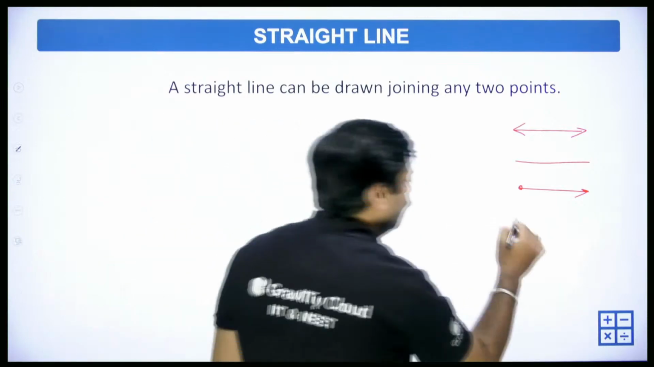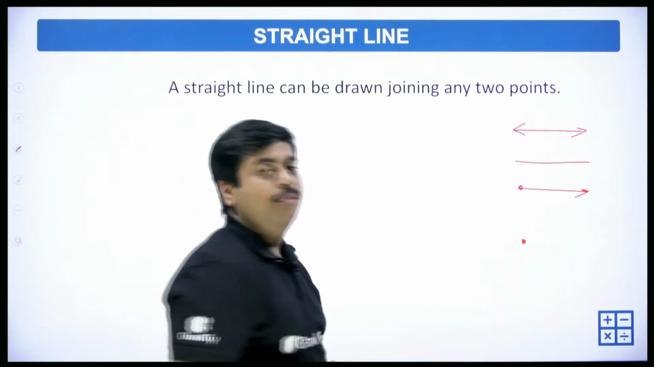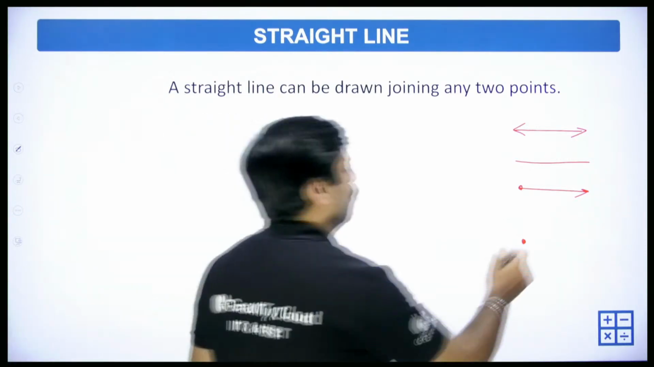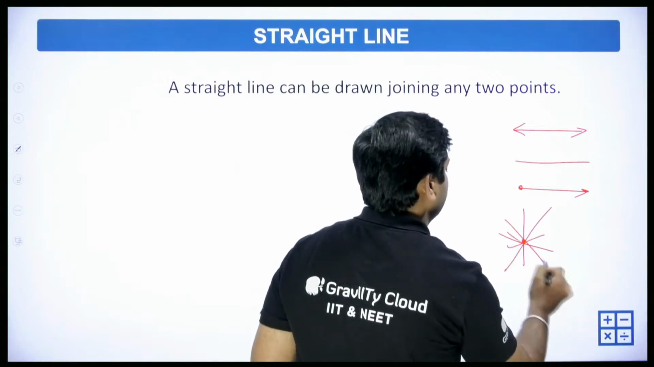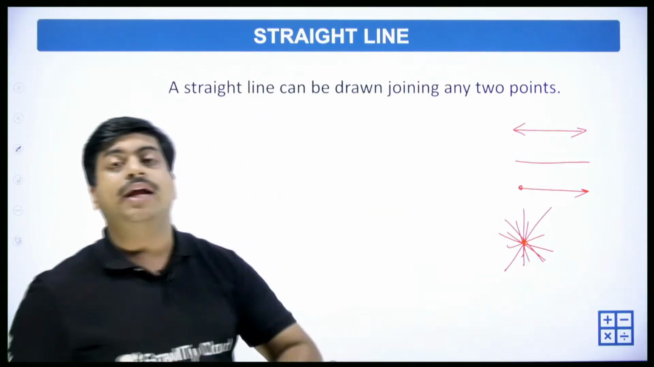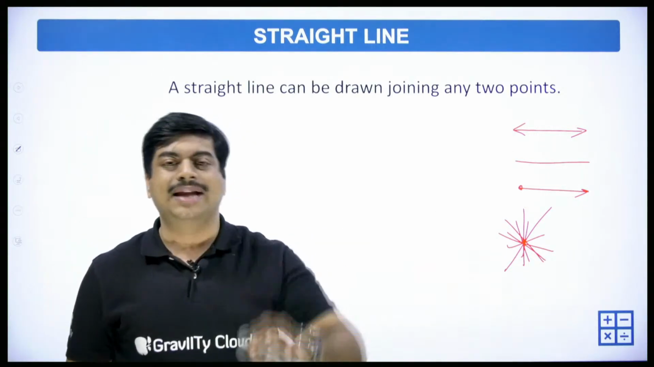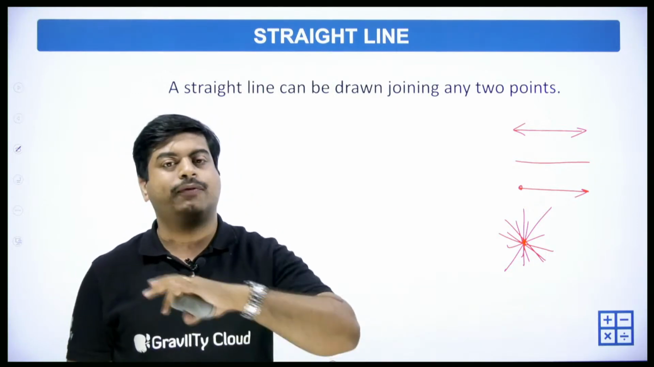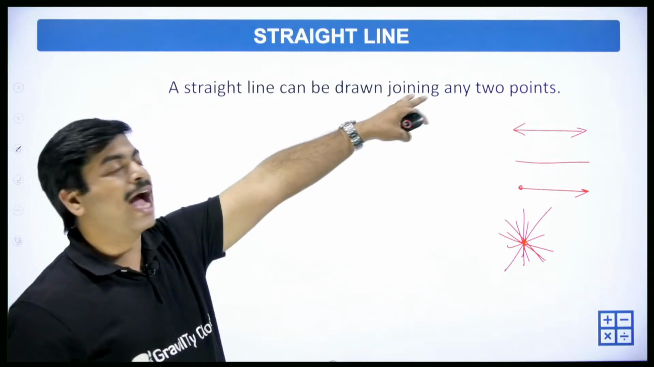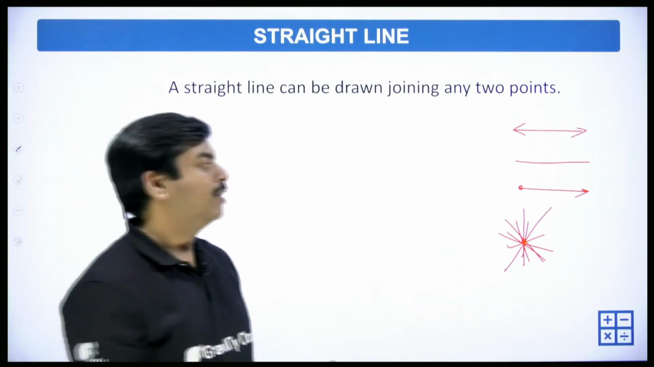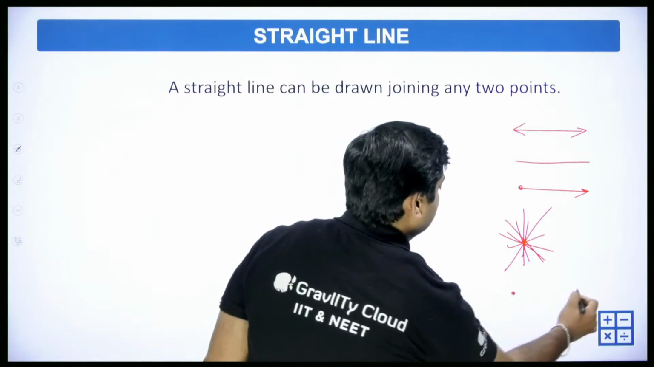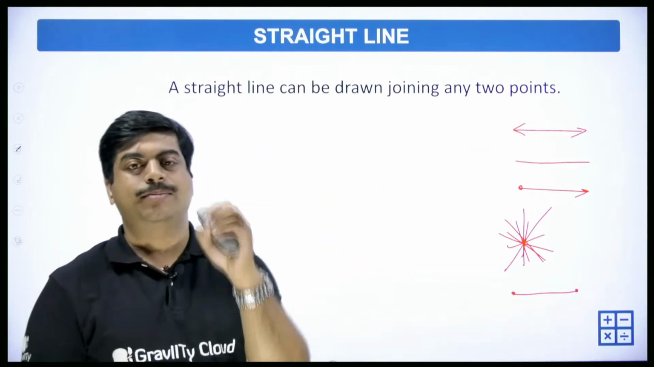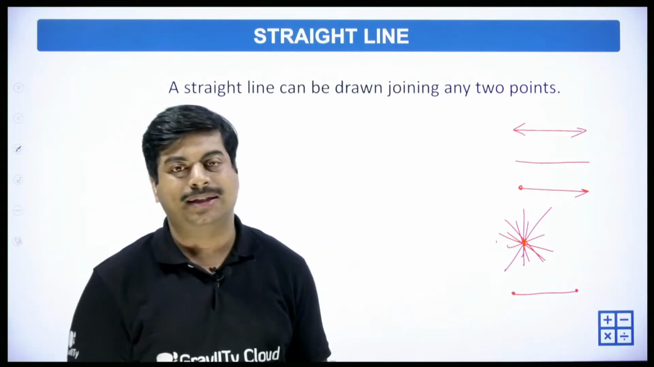For example, if you have only 1 point, tell me how many lines can be drawn using this point? 1, 2, 3, 4, 5, 6, 7, 8, 9, 10, and so on. Infinite lines can be drawn passing through 1 point. But for a straight line to be unique, to fix its position, we need at least 2 points. So 1 point is here and 1 point is here. If you join these, you will get only one possible line. You cannot have infinite lines like this, right?